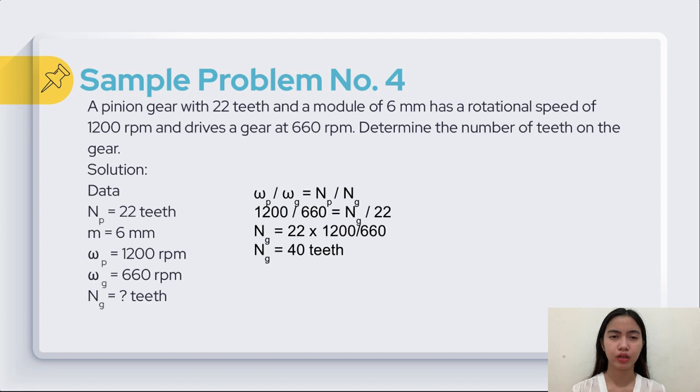Sample problem number 4. A pinion gear with 22 teeth and a module of 6 millimeters has a rotational speed of 1,200 rpm and drives a gear at 660 rpm. Determine the number of teeth on the gear.